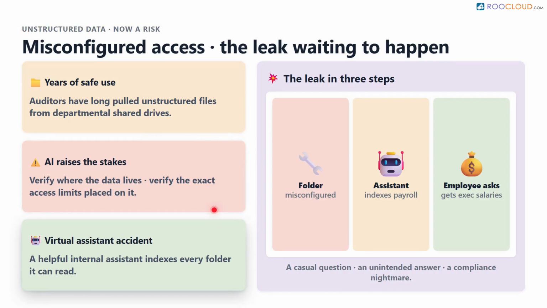Imagine a company deploys a powerful internal virtual assistant to help employees draft emails. If folder permissions are misconfigured, that intelligent assistant might accidentally index a restricted folder containing confidential payroll spreadsheets. Suddenly, any employee asking the assistant a casual question might receive the salaries of the executive team in the response.